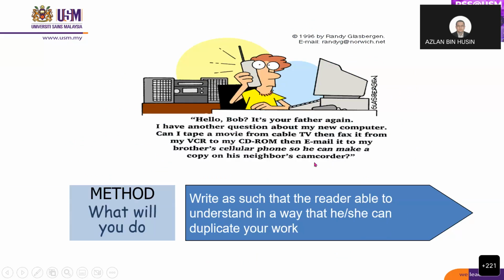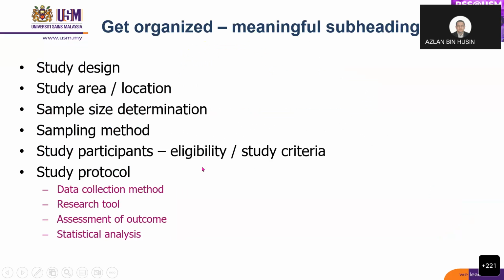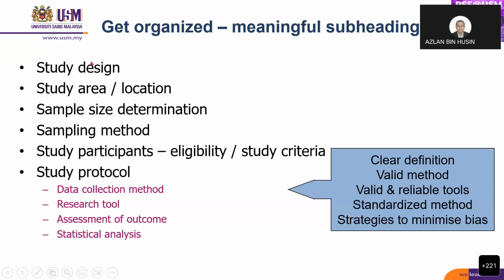Okay, so what will you do? Basically, the methodology should be clearly written so the reader is able to understand the way of your research, so that whoever reads your publication will know how to go about it if the same research needs to be repeated again, maybe with a different population or some modification, because this is part of scientific knowledge sharing. So get organized with the subheadings: clear study design, where you want to do it, sample size, sampling method, and so on.